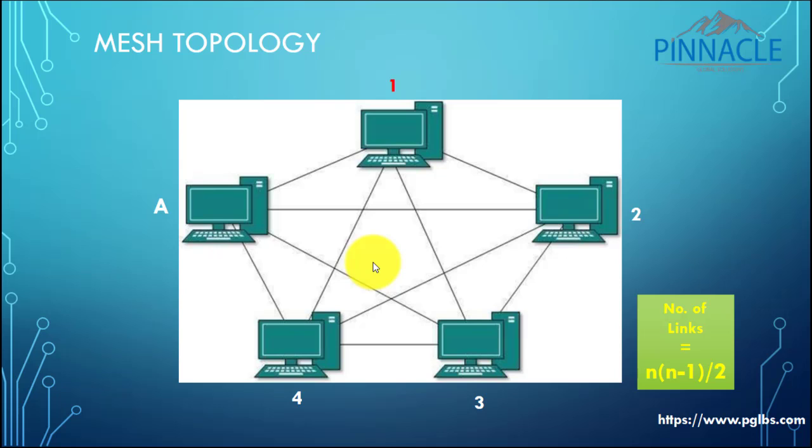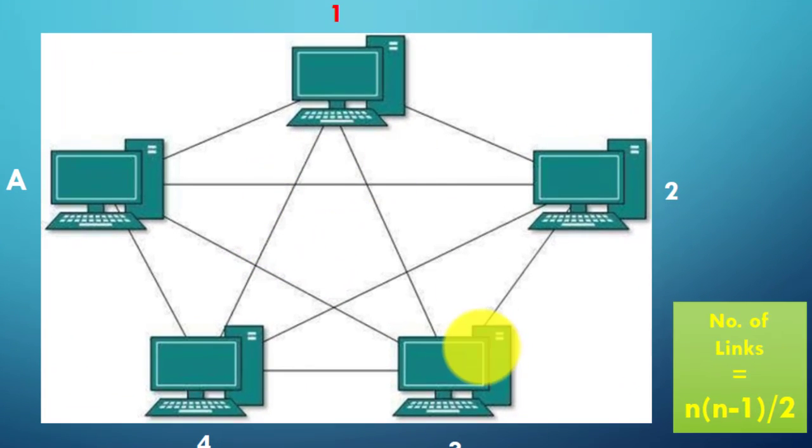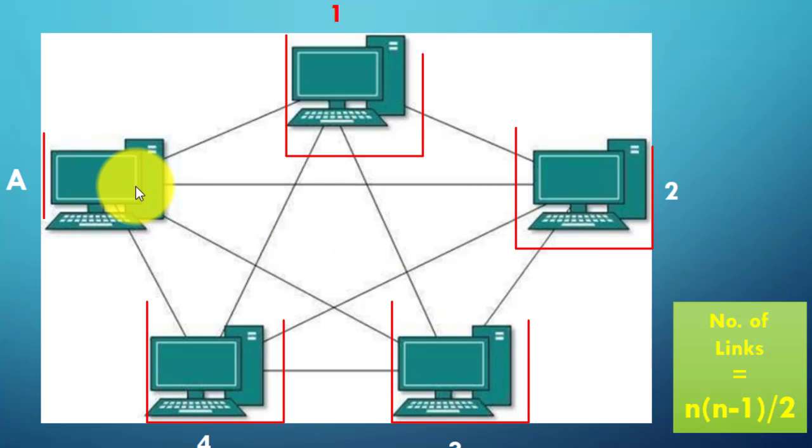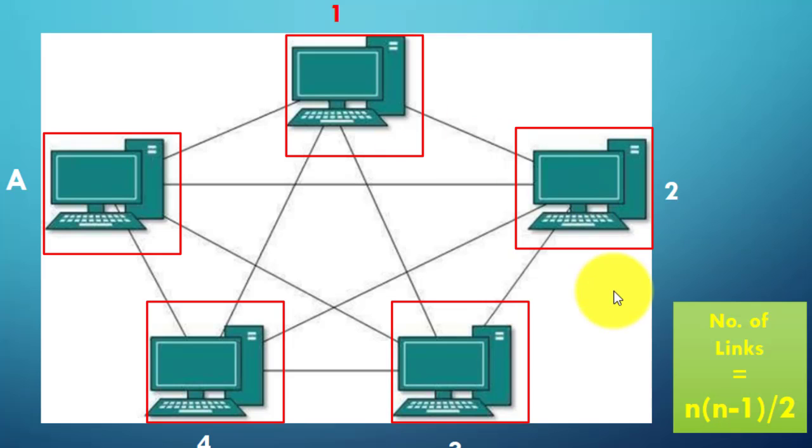Okay, now that you have understood the concept of a bus topology, a star topology, and a ring topology, we shall see an entirely different topology called a mesh topology. As you can see here in the mesh topology, the connections are a little messy. You can see more connections here. Here every computer is connected to every other computer on the network.